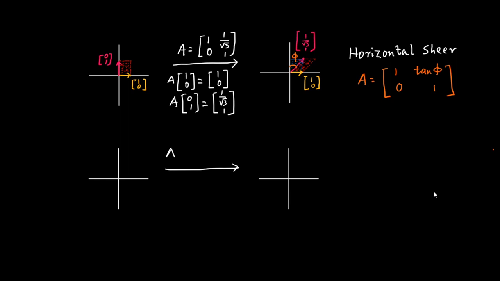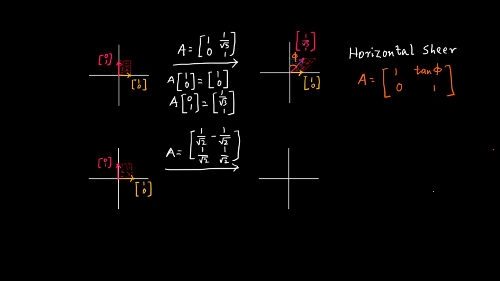Let the matrix be A equals 1 divided by square root of 2, minus 1 divided by square root of 2, and 1 divided by square root of 2, and 1 divided by square root of 2. Let's have a complicated matrix. Let us suppose this is my new matrix. Let us see what happened to this region when we operate this particular matrix.